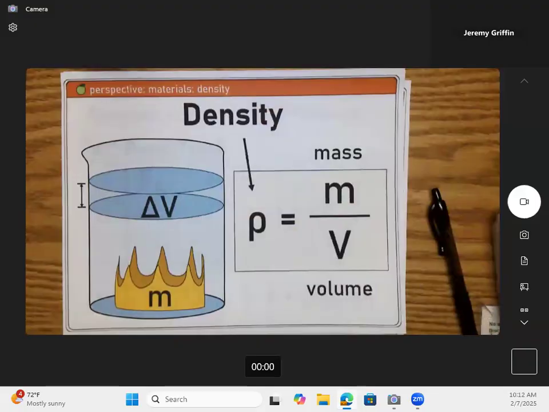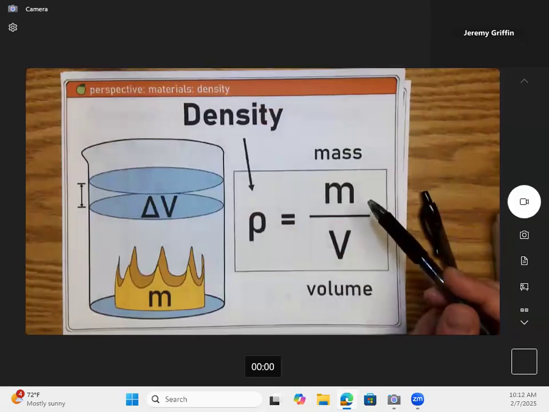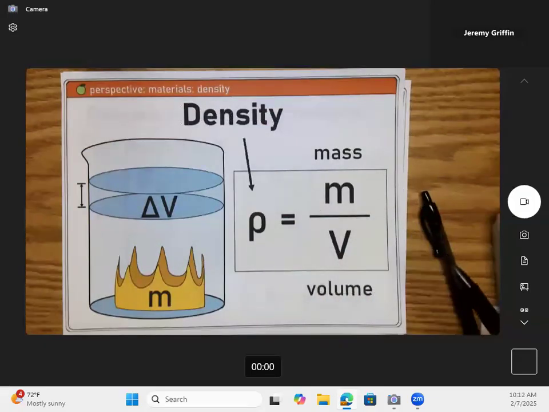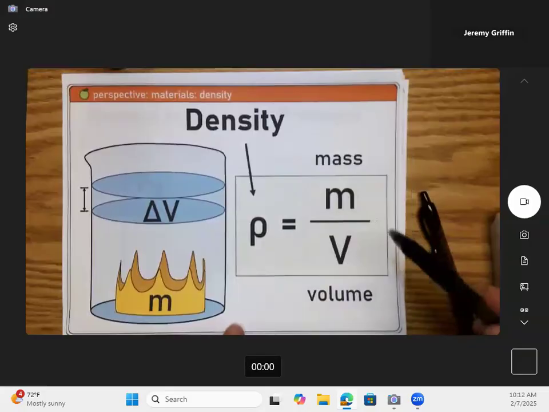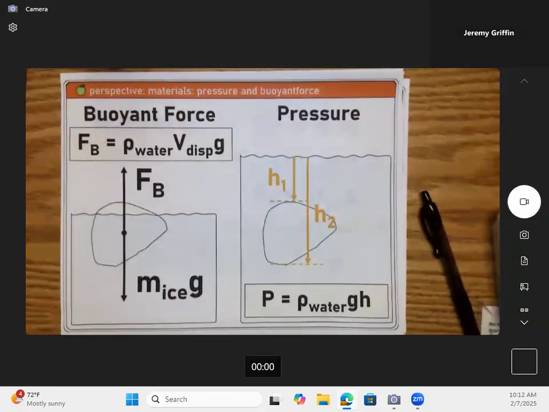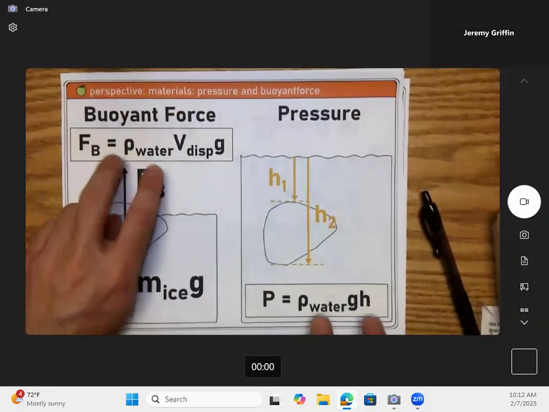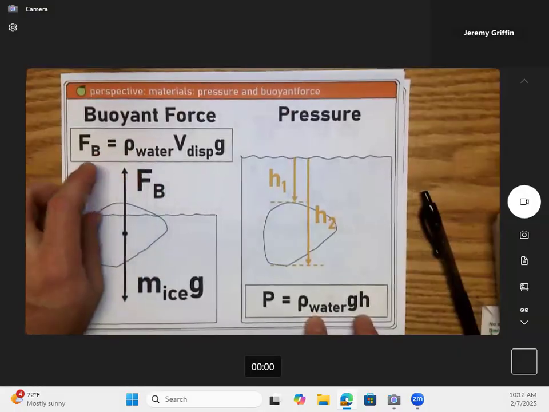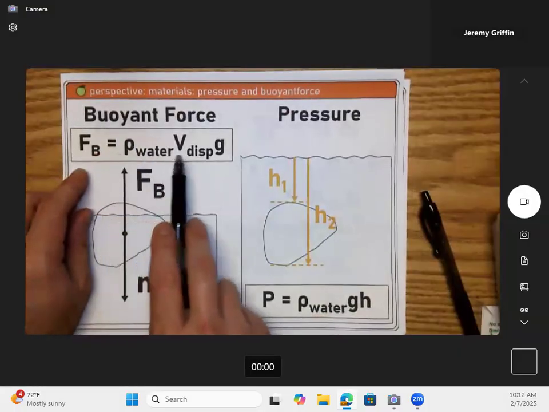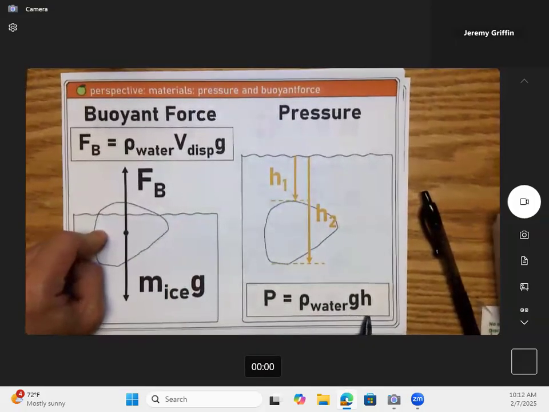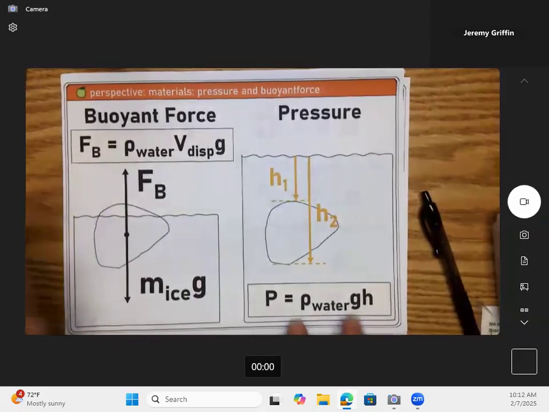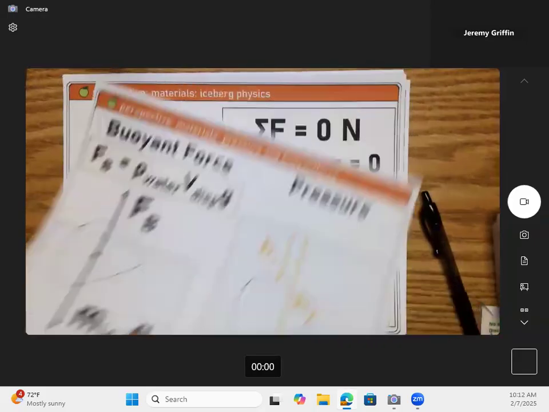You guys know density is mass per unit volume. This is an intrinsic property of matter, so it doesn't matter how much of something you have. If you have a small lump of iron or a large lump of iron, it's the same density. The density of water is always 1,000 kilograms per cubic meter. That might be a really handy number today. Water density is 1,000 kilograms per cubic meter, in SI units. Here's Archimedes' principle again, and here's pressure. Now these two formulas look pretty similar, right? Buoyant force is density of water times gravity times the volume displaced, and pressure is density of water times gravity times depth. So we got force and pressure, similar looking formulas there.